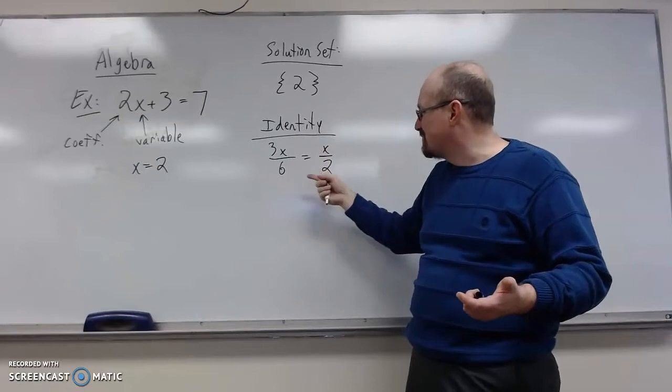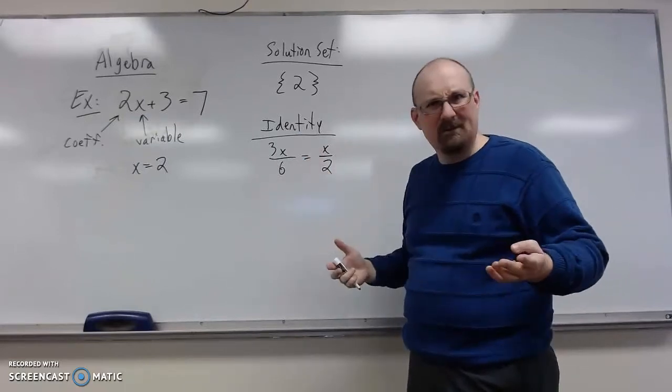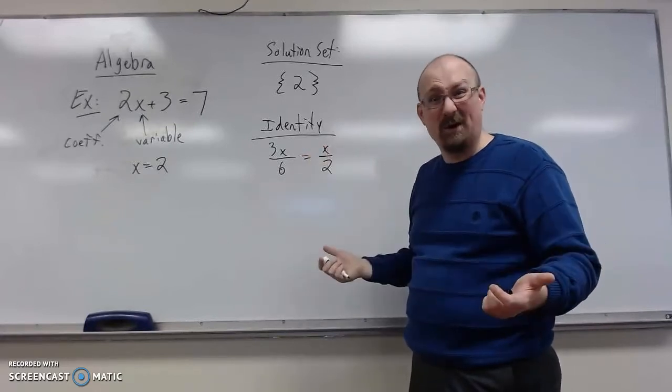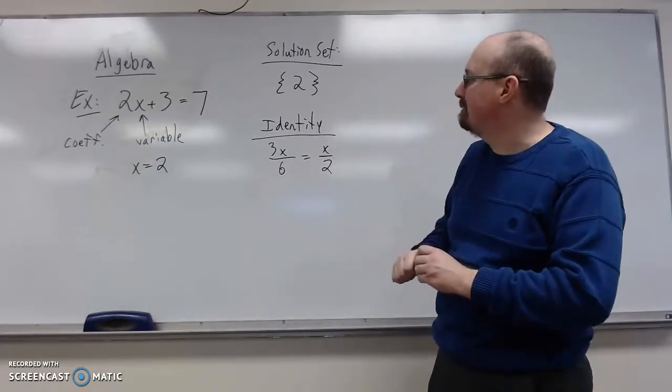So 3x over 6 is x over 2, again, if you cancel away the 3, you see how that works. No matter what value I try to feed in for x, this is always going to be true. So that's an example of an algebraic identity in action.